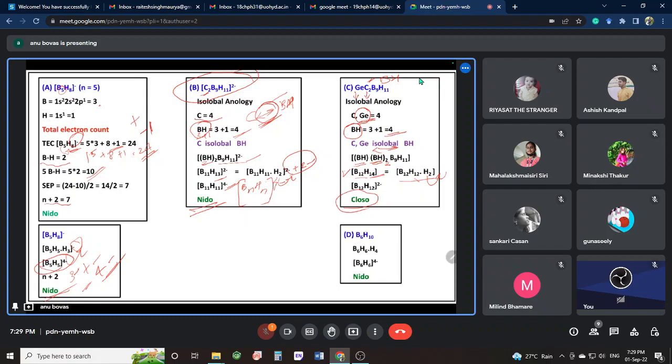And the last one is B6H10. This can be written as B6H6 dot H4. Removing 4H plus, we will get B6H6 4 minus, and directly we can say that it has a nido structure. So what was the question? The question was to find out, among the options given, which one has a closo structure. And since all the others have nido structure and only option C has closo structure, the correct option is option C. So is this question clear?